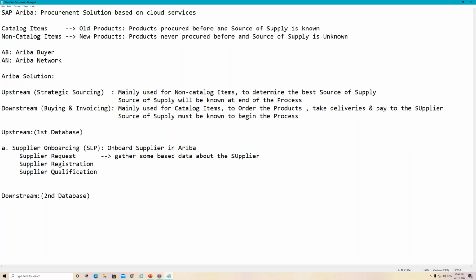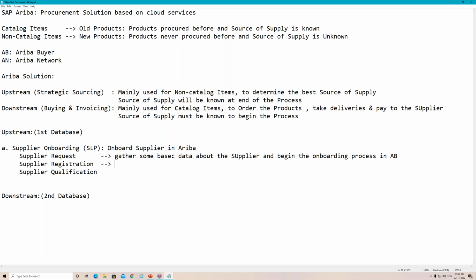Very good. And begin the onboarding process in AB. AB means Ariba Buyer. Clear? Exactly. But remember, you cannot use the supplier. Why? Because you've just uploaded the supplier in Ariba Buyer. The supplier has not created their account in Ariba Network. So until they create their account in Ariba Network, they cannot receive any transactional document over there.